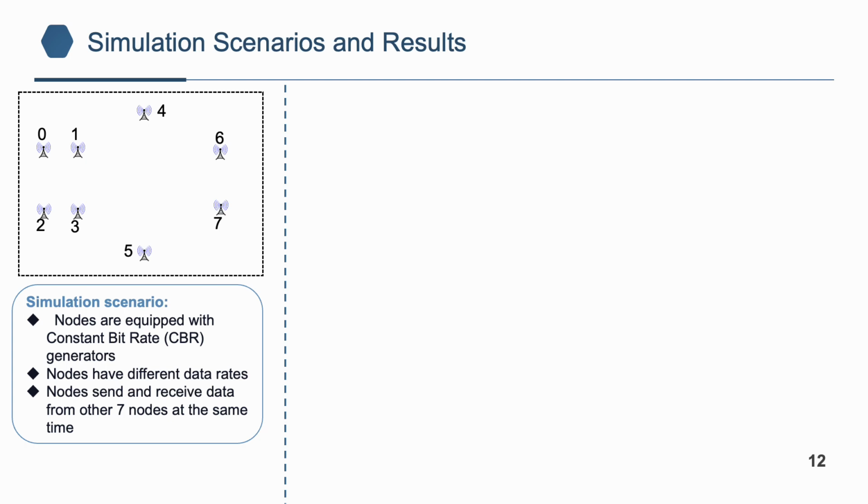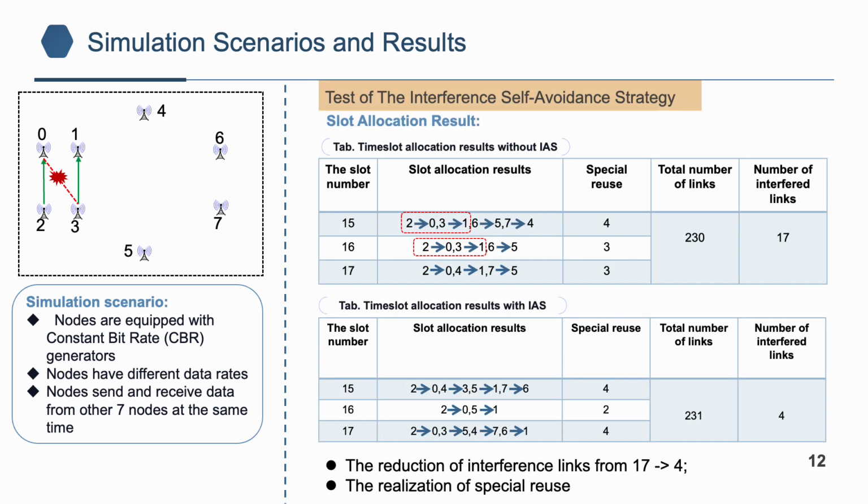In certain local areas, such as nodes 0, 1, 2, 3, link interference could exist between the 2 links. First, the simulation was conducted to compare network performance with and without the strategy. The table presents the slot allocation results from time slots 15, 16, and 17 during the simulation time.